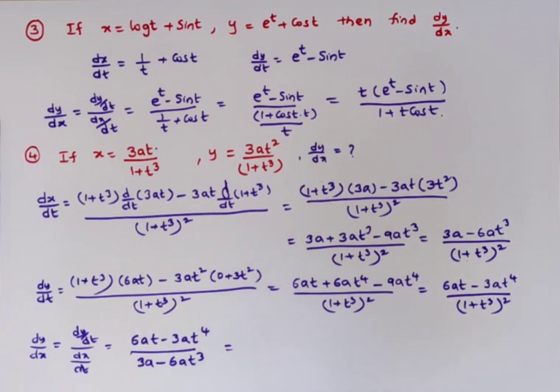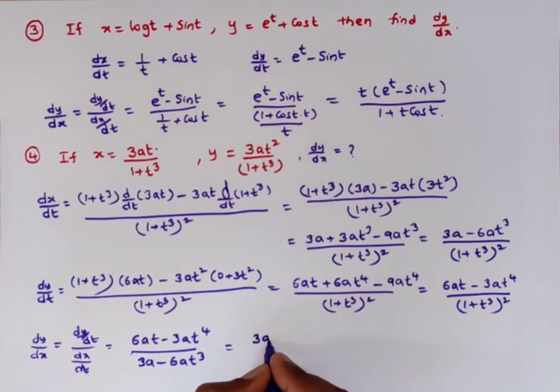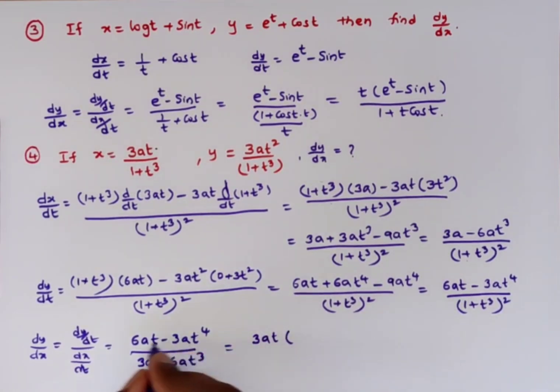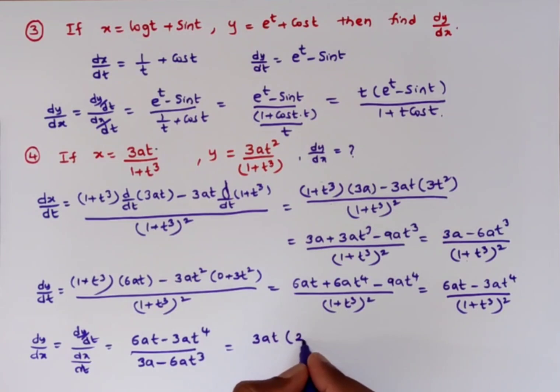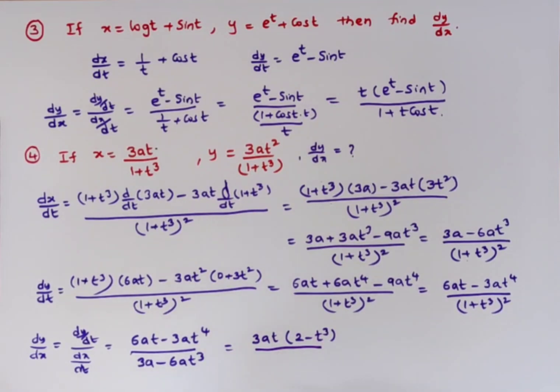Now in the numerator, what is common? So 3a is common and t also common. So then this is 3at times 2 minus t cube, and the remaining part is 2 minus t cube. In the denominator, 3a is common. 3a times, so it is 1 minus 2t cube.